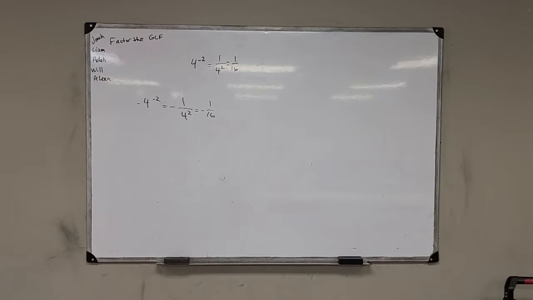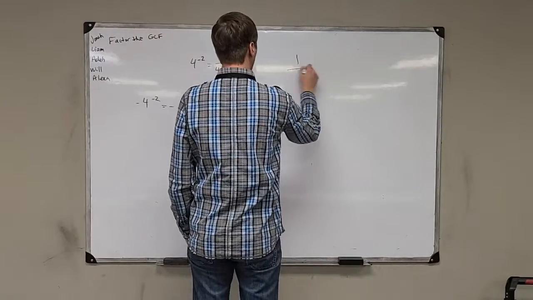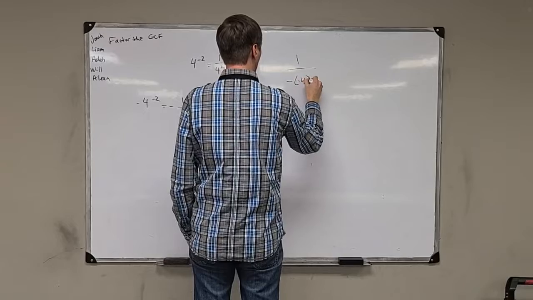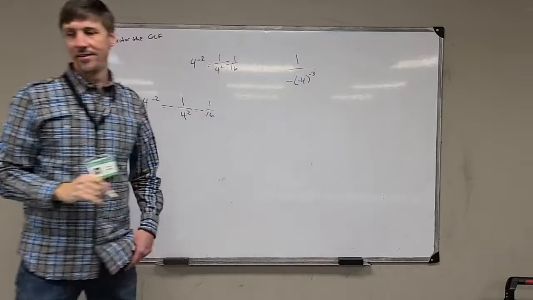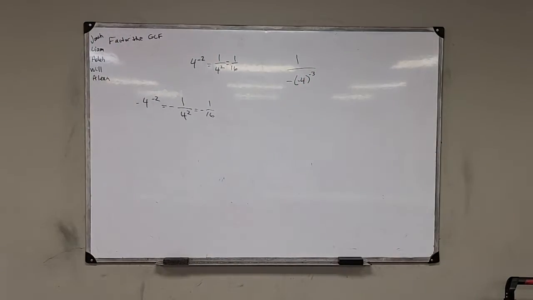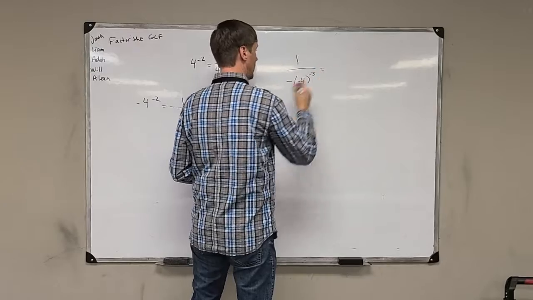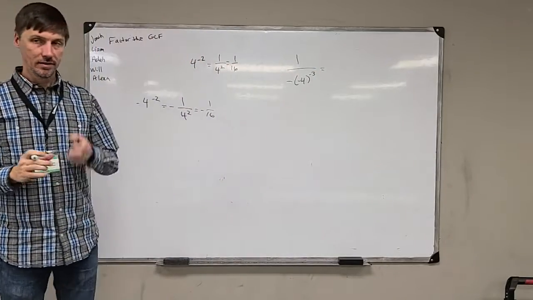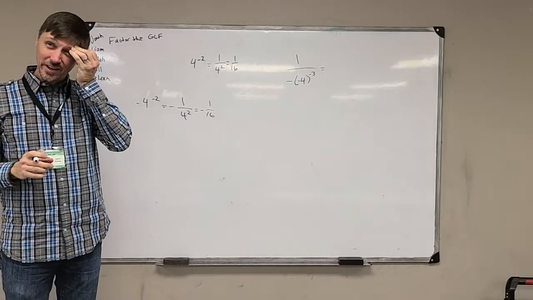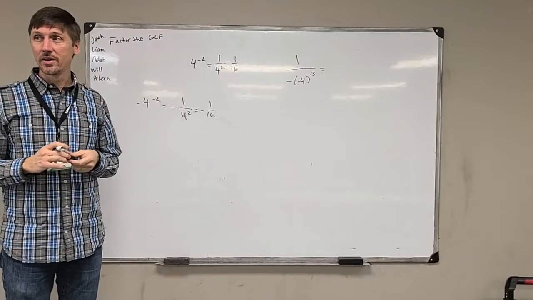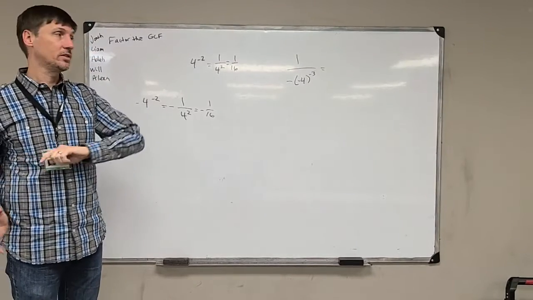So what about this one, last one? 1 over negative 4 to the negative 3 power. What's our first step? How do we get rid of that negative 3 power? Move it to the top of the fraction.